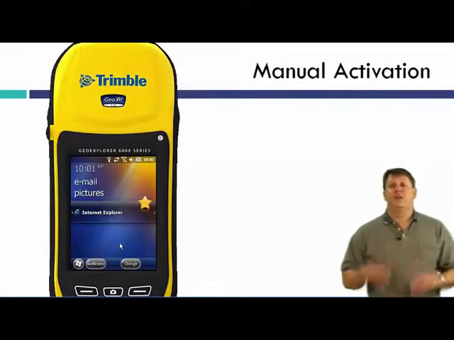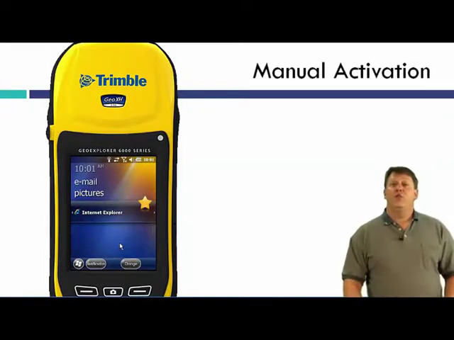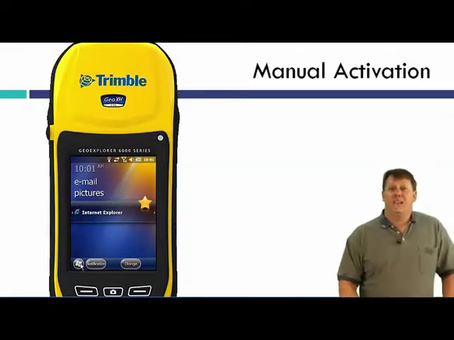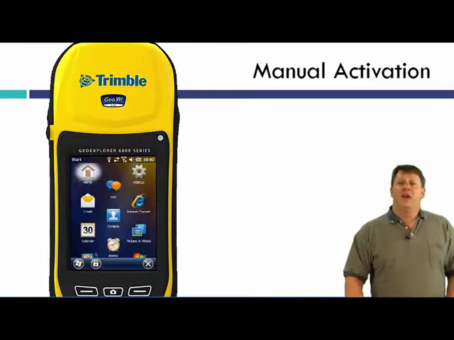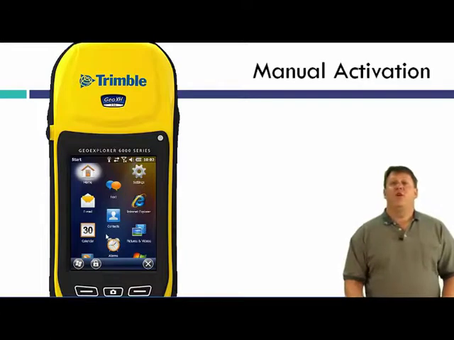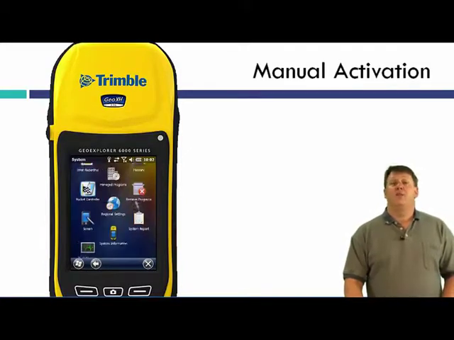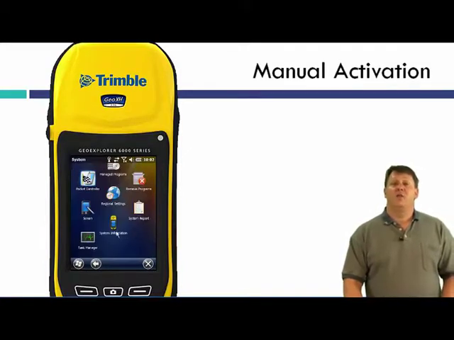Now that our attention has been turned to the GeoExplorer 6000 series receiver, what we want to do now is at the bottom left, tap on the Start button. When you tap on the Start button, you may have to scroll up, but what we're looking for is our Settings icon. Tap on the Settings icon. Underneath Settings, tap on the System folder. Then scroll up to find the icon for System Information.